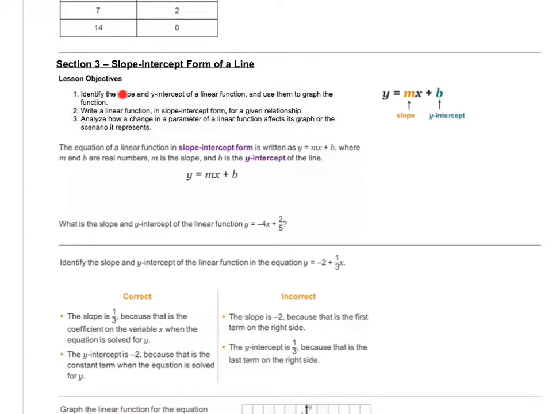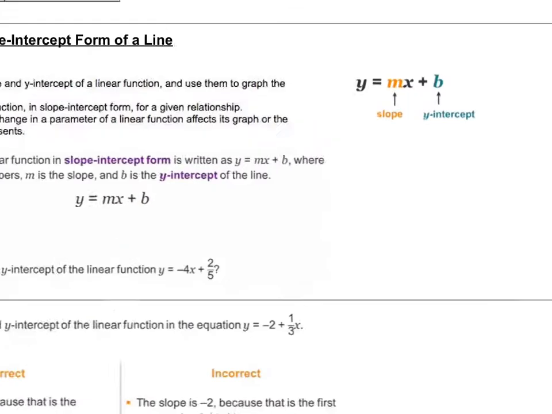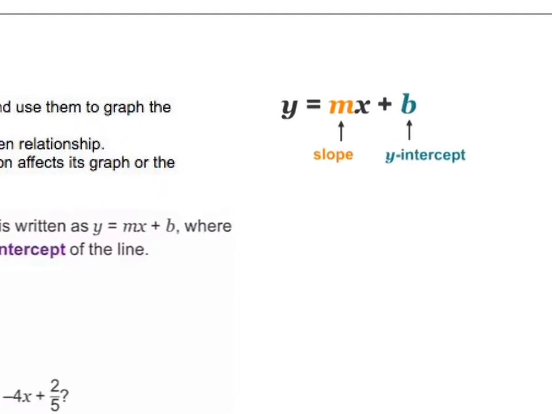So our objectives today, we want to identify the slope and y-intercept of a linear function and use them to graph the function. We want to be able to write linear functions in slope-intercept form for a given relationship. And then we want to analyze how a change in a parameter of a linear function affects the graph or the scenario it represents.